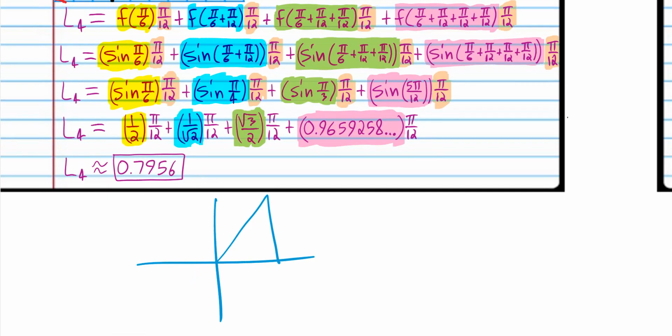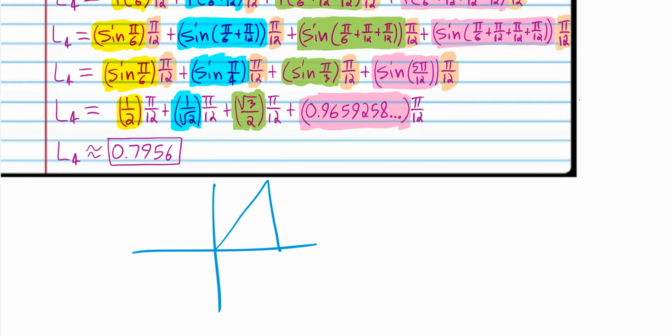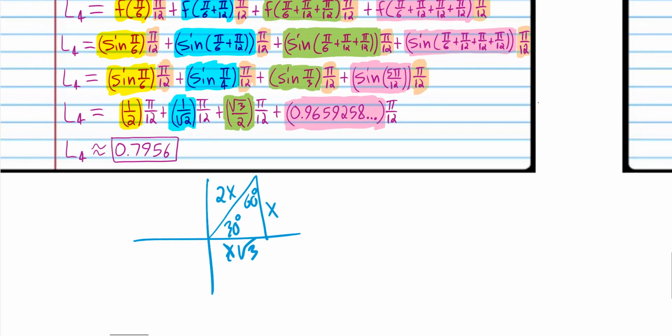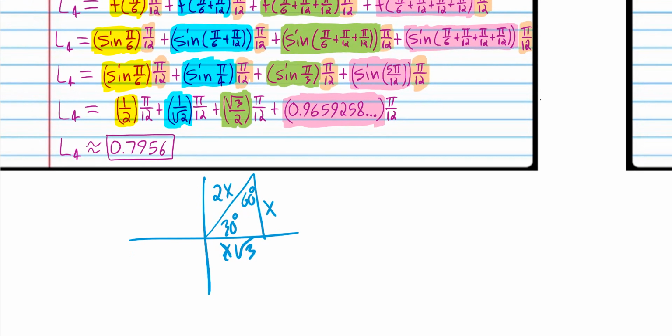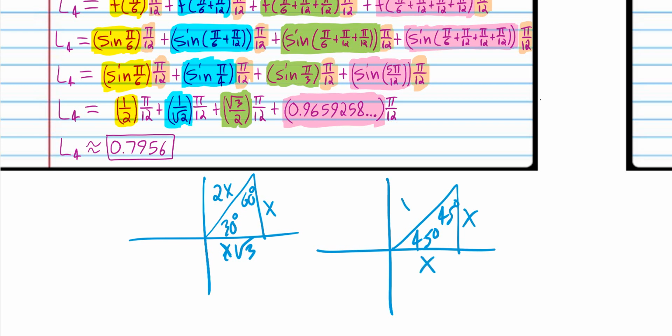Now, pi over 6 is 30, so that means we have a 30, 60, 90 degree triangle. This side is x, this side is 2x, and this side is x root 3. You should have that memorized. If you don't, you can type in special triangles, and there's also the 45, 45, 90 degree triangle, which we're going to need because we have pi over 4. So we have x and x root 2. So these triangles you should have memorized.